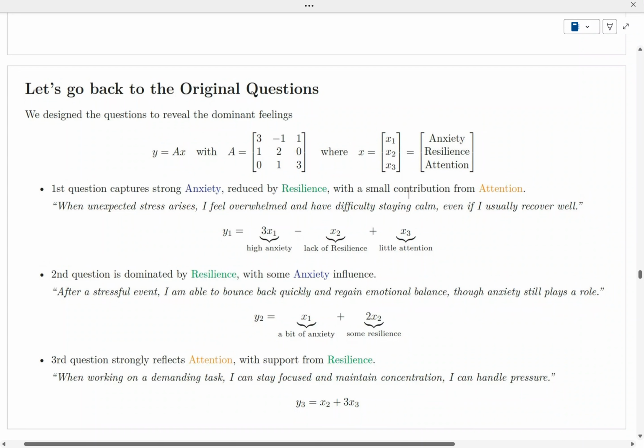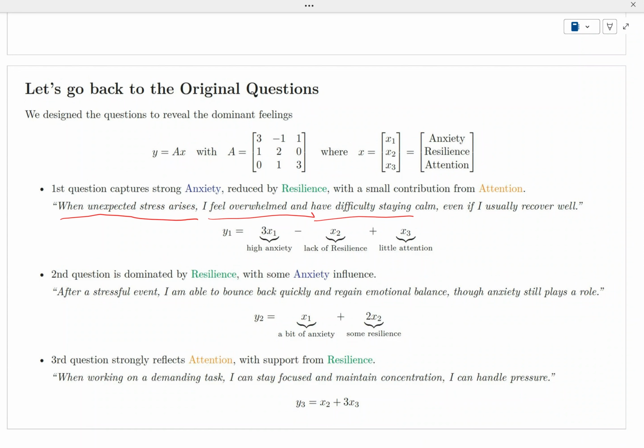And so X1 is anxiety, X2 is resilience, X3 is attention. And then we're going to set it up. So the first question: when unexpected stress arises, I feel overwhelmed and have difficulty staying calm, even if I usually recover well.